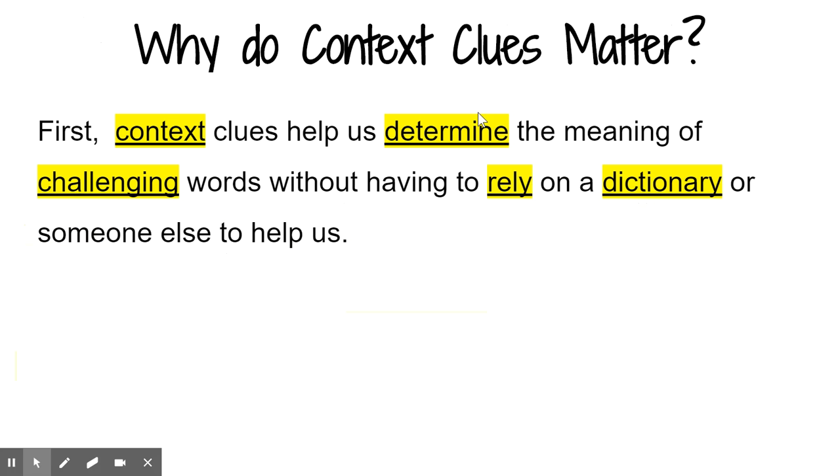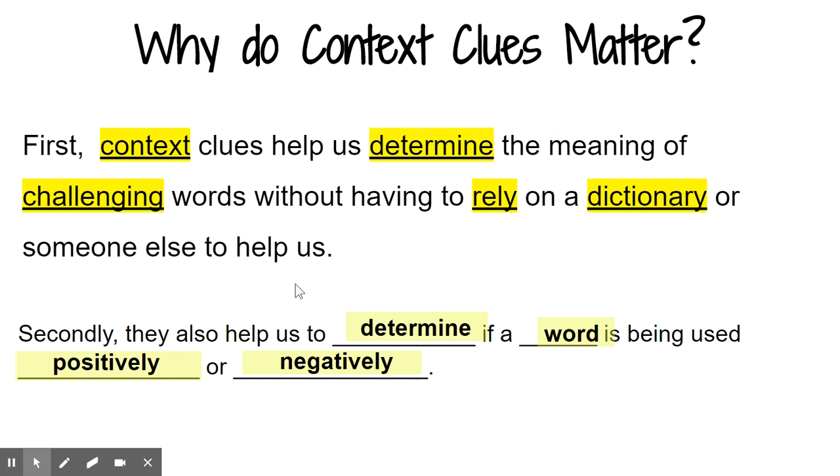Why do context clues matter? First, context clues help us determine the meaning of challenging words without having to rely on a dictionary or someone else to help us. Okay, so you're not always going to have access to a dictionary, and so you need to have this type of tool in your toolbox so you can utilize it when you don't have the dictionary or someone else as a resource.